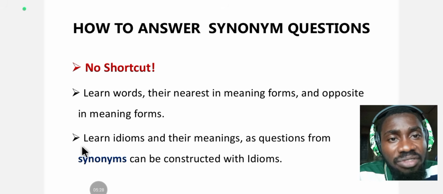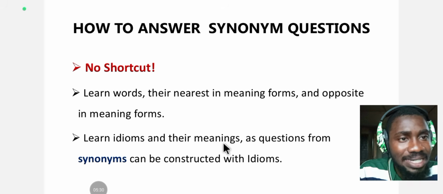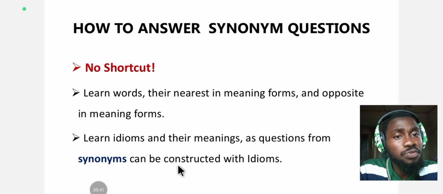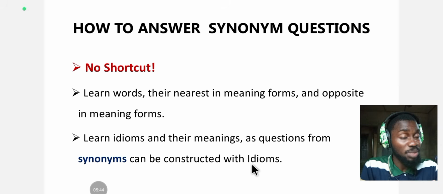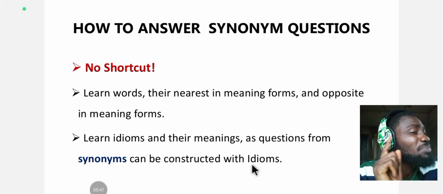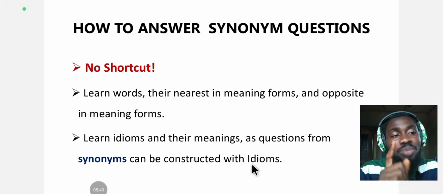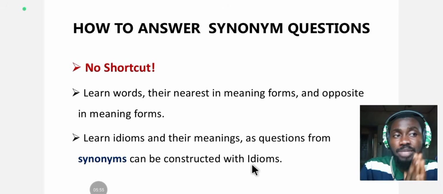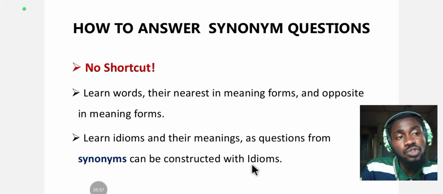The next is to learn idioms and their meanings. Questions on synonyms can be constructed with idioms. Remember the definition of synonym: expression. An expression can also be a synonym. An idiomatic expression can be synonymous with a word. So that's why you have to learn idioms.